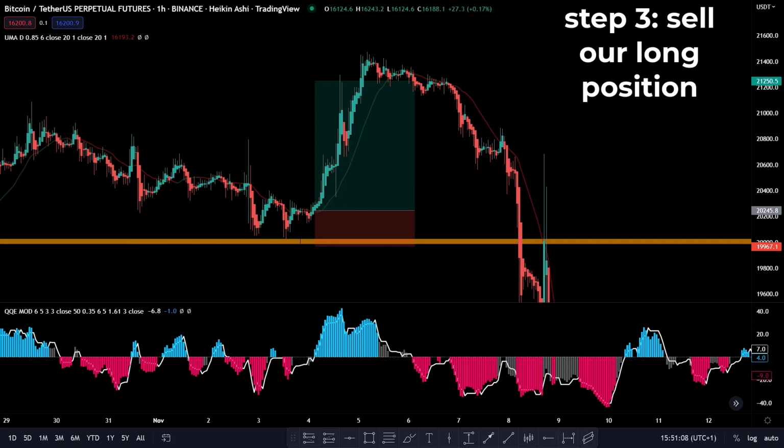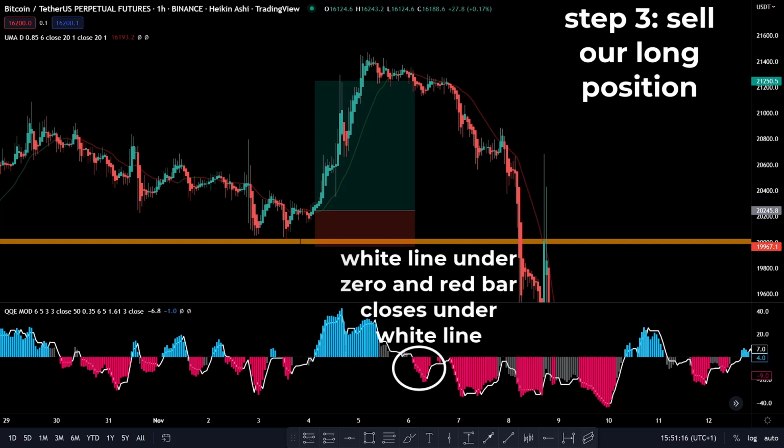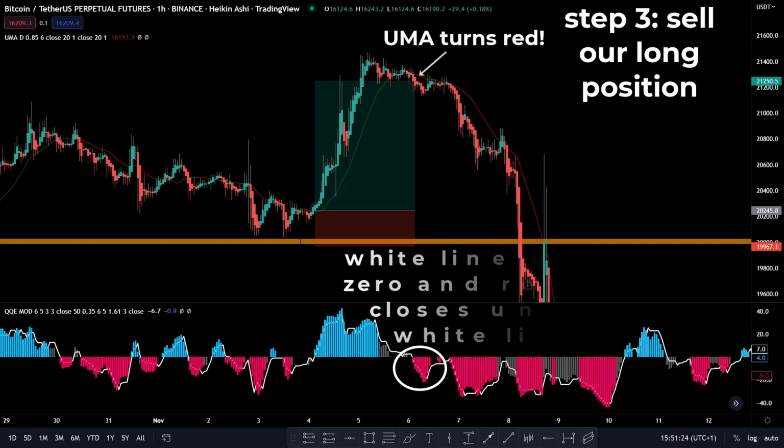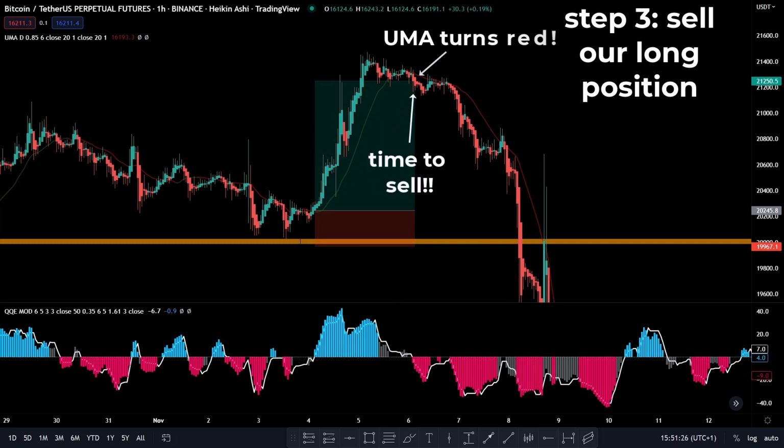Step 3. Sell our long position. We sell when the reverse conditions from Step 2 are met. This means the white line of the QQE mod becomes negative or crosses the 0 level downwards, a red bar closes under the line and the UMA becomes a red line. If all these conditions are met, it is time to sell our position. As we can see in this example, a very nice profit is our share.